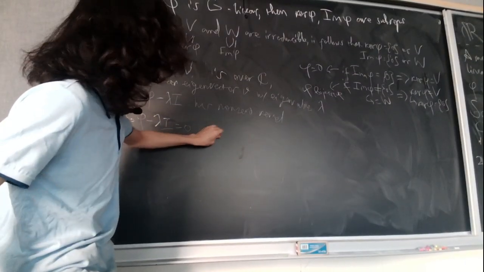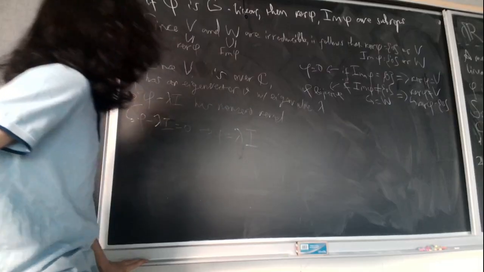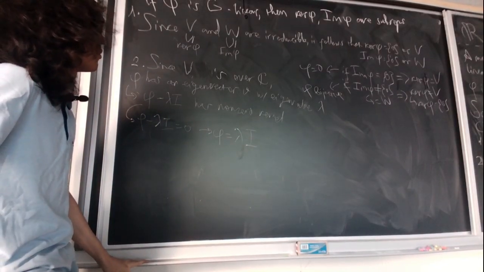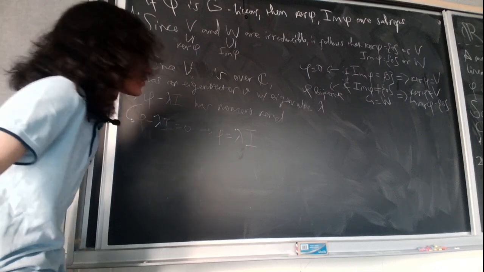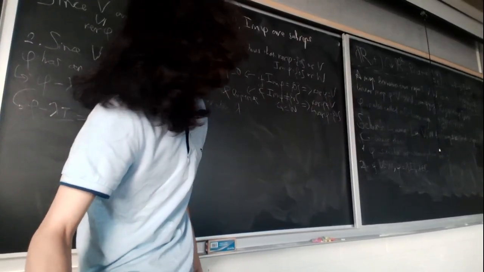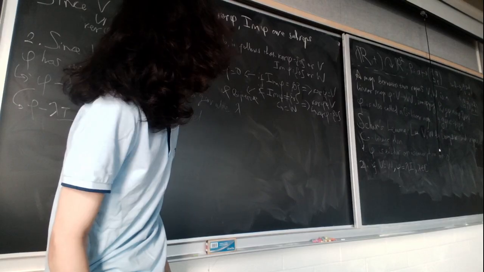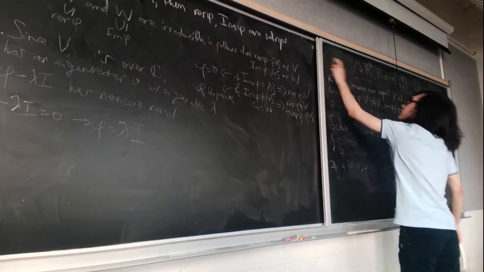And so phi is equal to lambda I. Cool. That's Schur's lemma. And that ends our discussion of finite groups. Now let's talk about Lie groups.